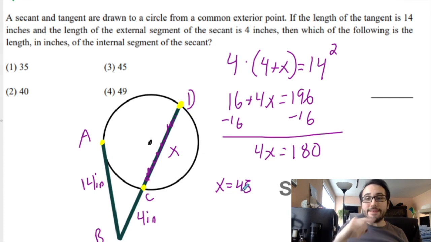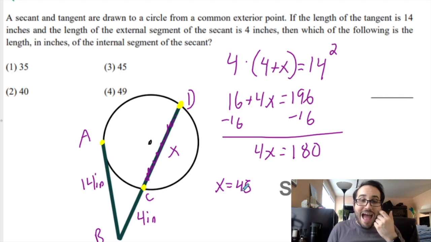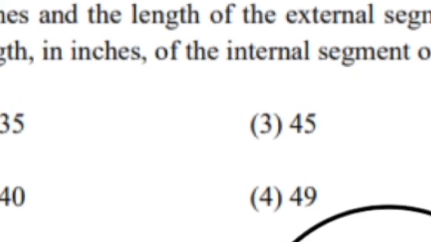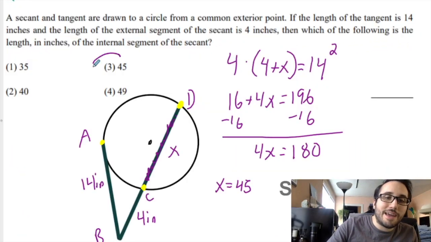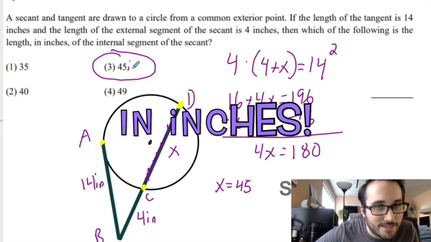All right, so x equals 45. If you just write 45, if this was a short response question, you'd be wrong because they asked you in inches. So while yes, the answer is 45, it should say in inches.